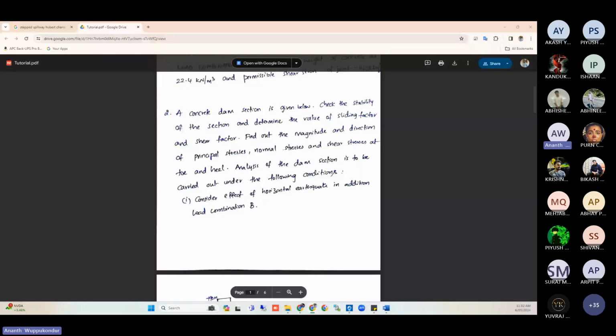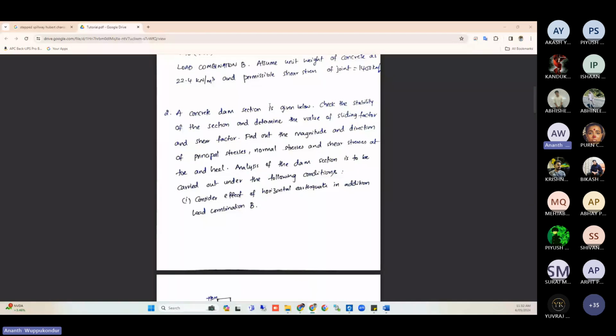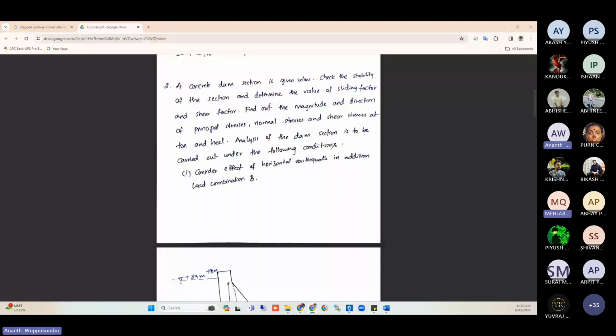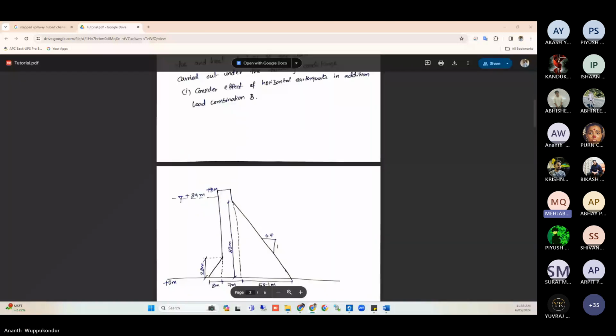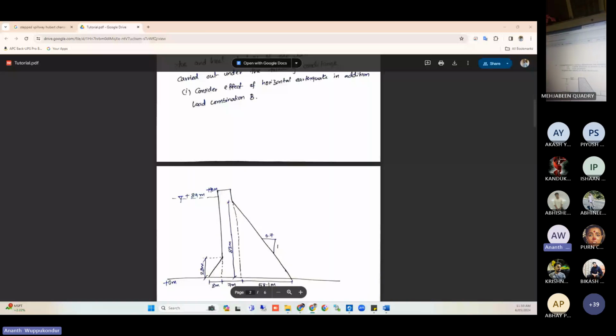A concrete dam section is given below. Check the stability of the section and determine the value of sliding factor and shear factor. Find out the magnitude and direction of principal stresses and shear stresses at the toe. No, sir, not that one, a different question. Sir, I'll open the camera and show it. The tutorial we submitted. Do you want to show me the question?